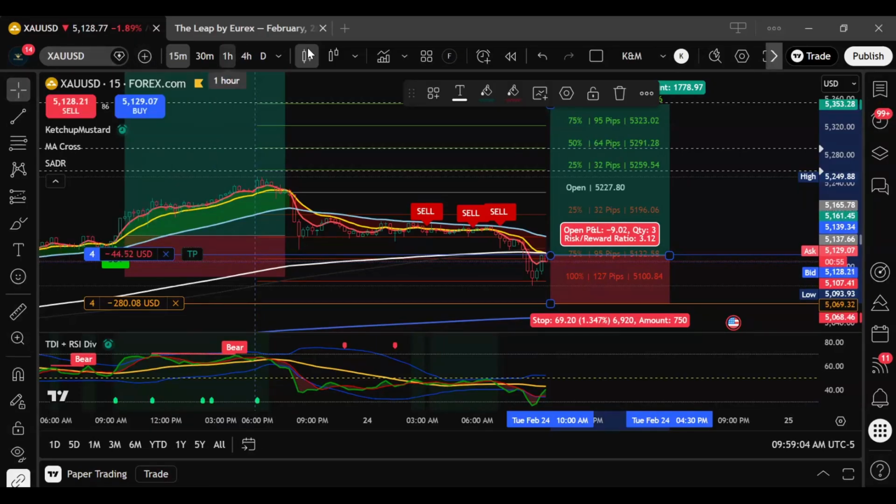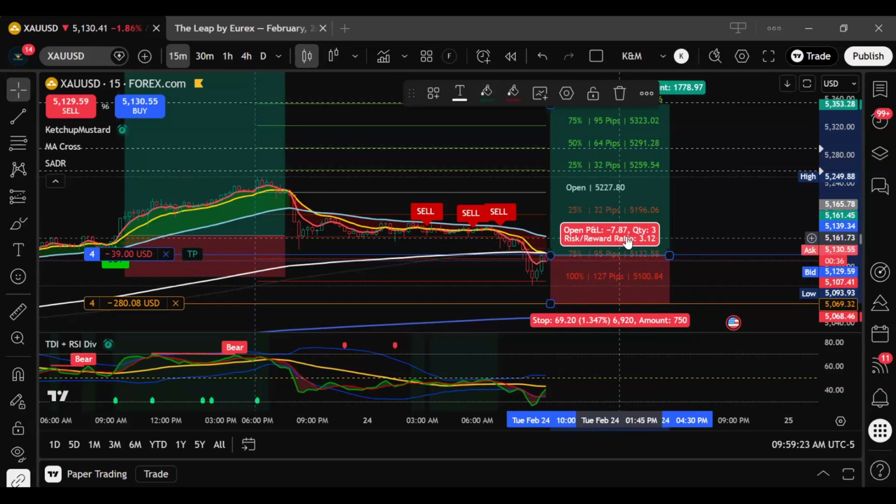At the bottom, when I drag it down for the stop loss, what number am I looking for? I know it's 1%. It says risk to reward ratio. Mine's 3-to-1. That means my TP is 3 times bigger than my stop loss. Yep, I got 3 to 1.